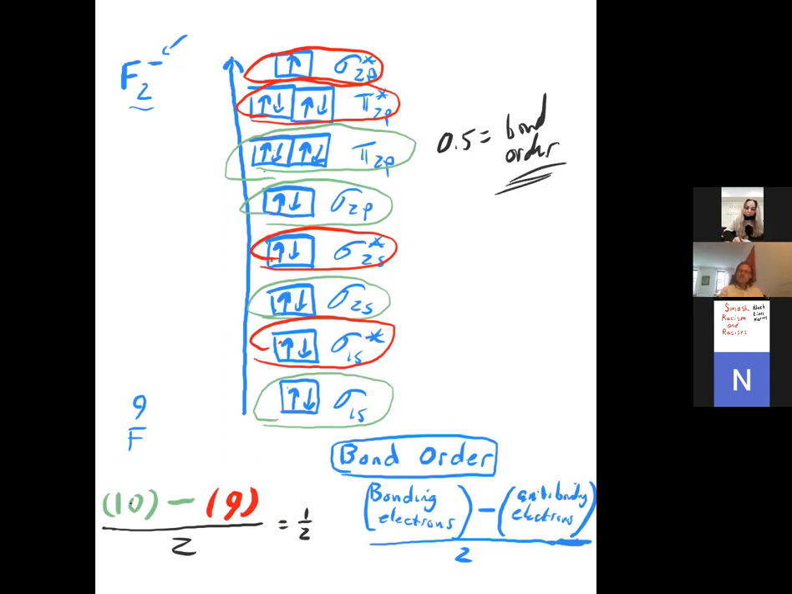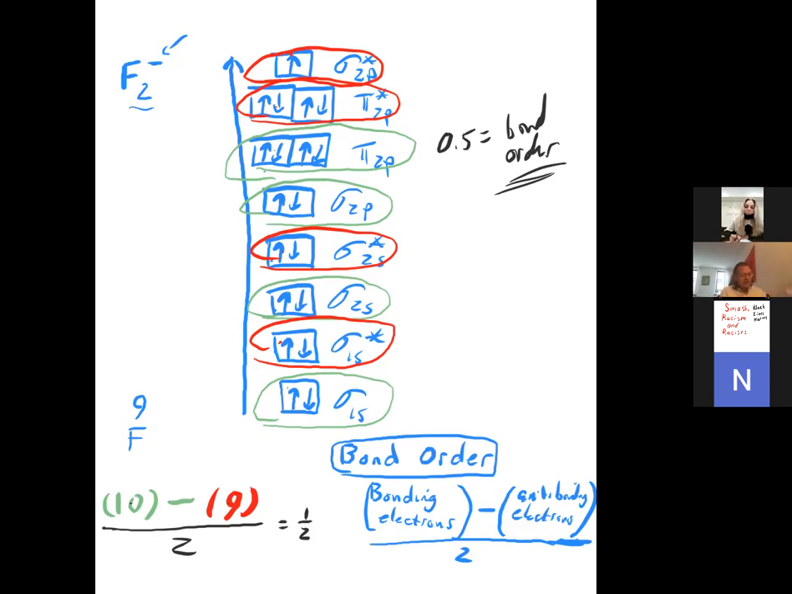Okay. There's a second piece of information. That's a weak bond, right? And it turns out F2 minus is not that stable, so it's easy to break that bond. And the reason it's easy to break that bond is because it only has 1 extra electron bonding compared to antibonding. Okay. So here's the issue now.